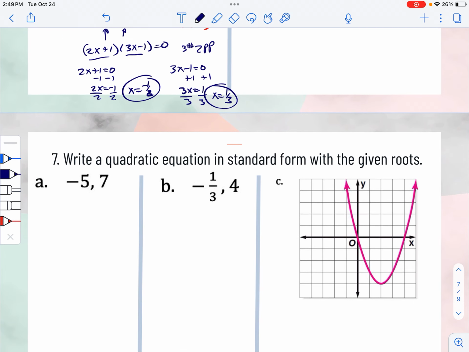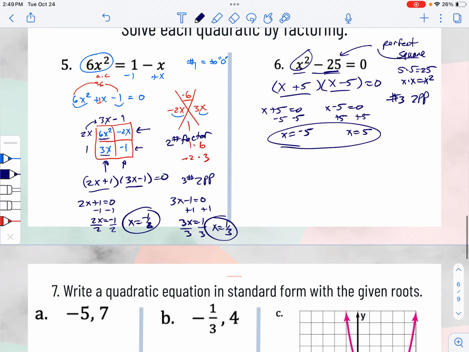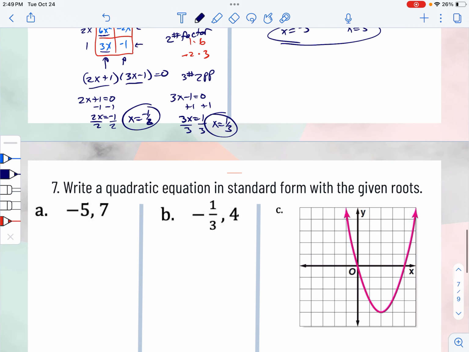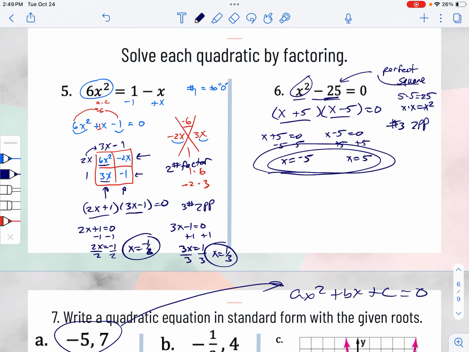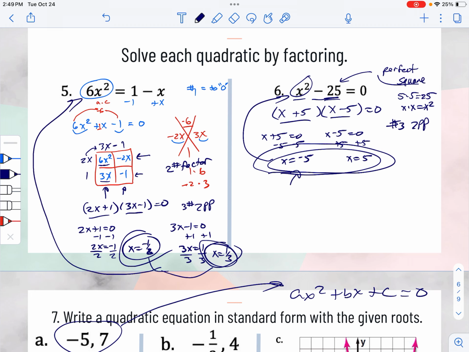For these ones, we're going to kind of work backwards here. If you look at this, write a quadratic equation in standard form with the given roots. So ax squared plus bx plus c equals 0. We want to go from this, the roots, to this quadratic equation. So basically, we're going to work backwards. These are my roots or my solutions, and this is the quadratic equation it came from. And I want to go back and write the equation that they came from.